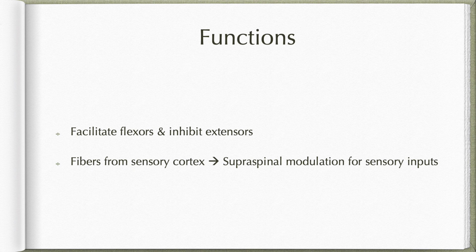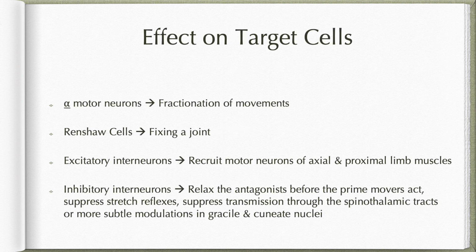So the corticospinal fibers facilitate flexors and inhibit the extensors. They modulate the spinal reflexes, and fibers which are coming from the sensory cortex are also involved in supraspinal modulation of impulse transmission in the ascending tracts. Their functions differ depending upon which cell they synapse with.